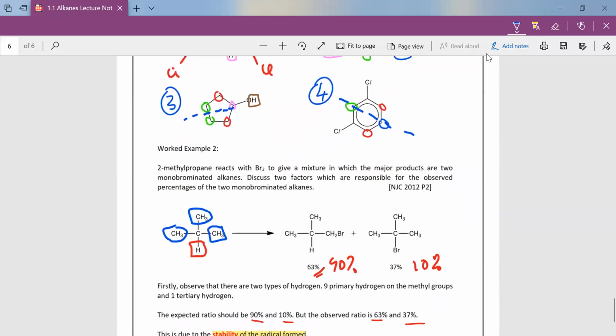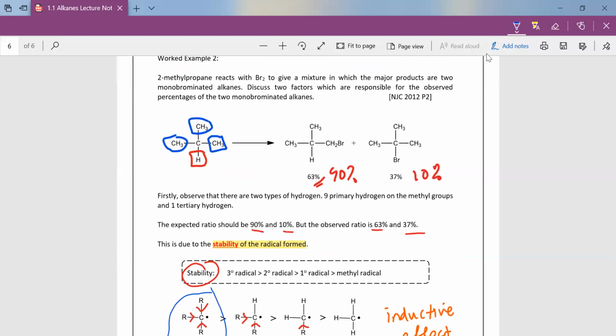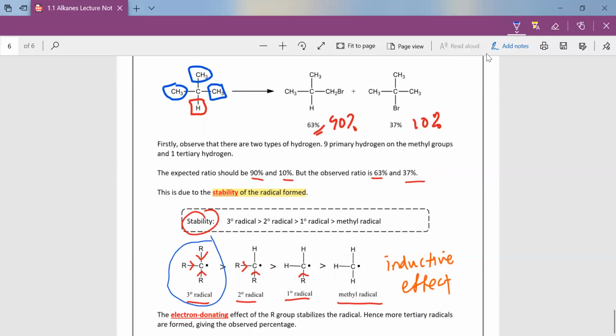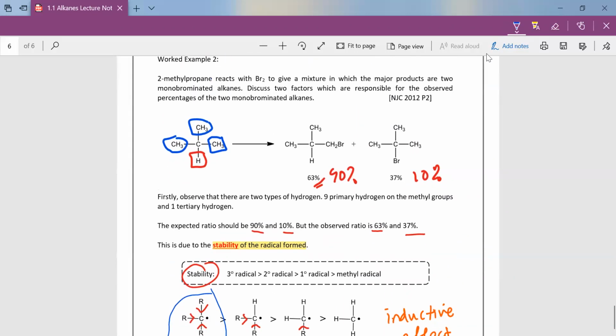Okay, our last worked example. All right, so if you have 2-methylpropane reacting with bromine to give you a mixture in which the major product is one of the 2 monobrominated products. Okay, what are the 2 factors which are responsible? Okay, so remember, there are basically 2 factors.